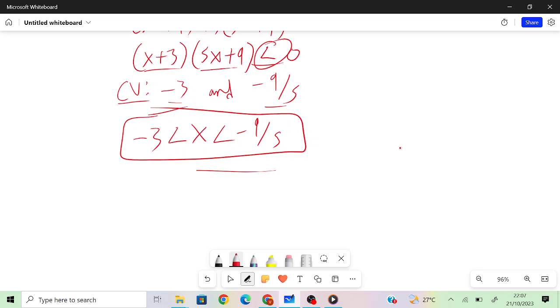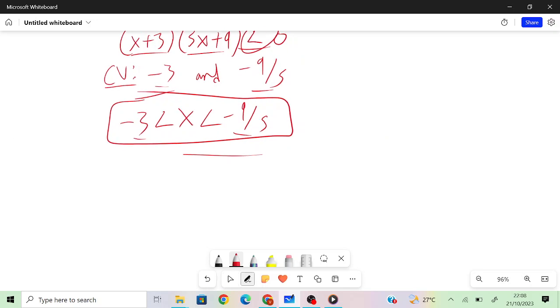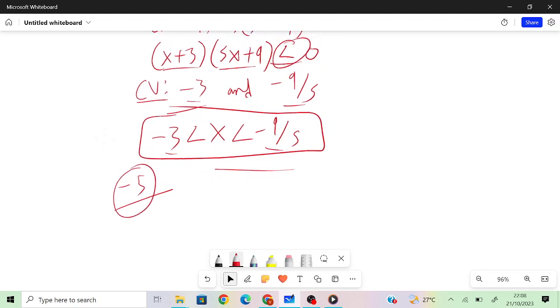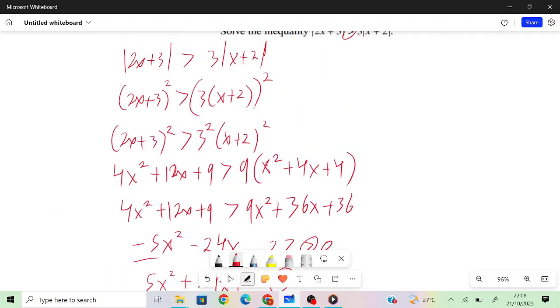To make sure that you get your full marks, you should always check 3 values. So in this case, 1 that's in between -3 and -9/5, 1 that's greater than -9/5, and 1 that's less than -3. We put these values back into our original equation, and according to our answer, the only value that should stay true to the equation is the one that's between -3 and -9/5. So let's try -5 as a value. As we know, -5 is less than -3. That indicates that if we put -5 into our original equation, the equation is not meant to hold, it's not meant to take place.